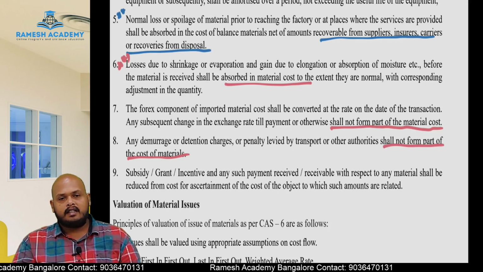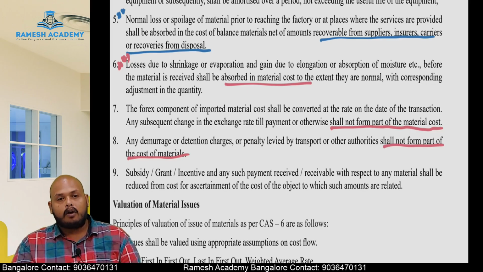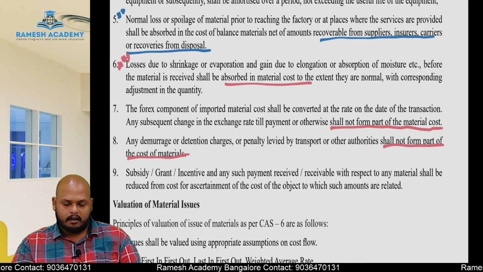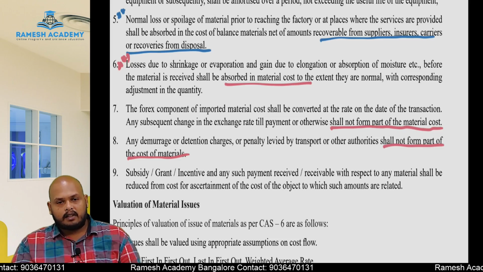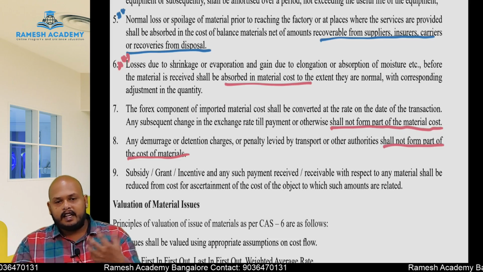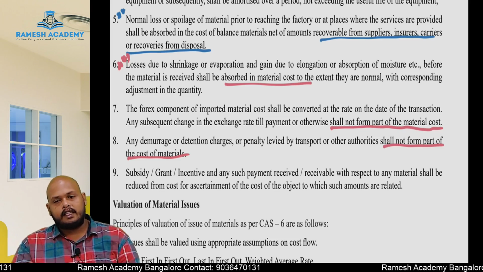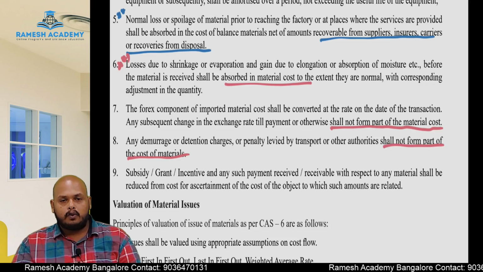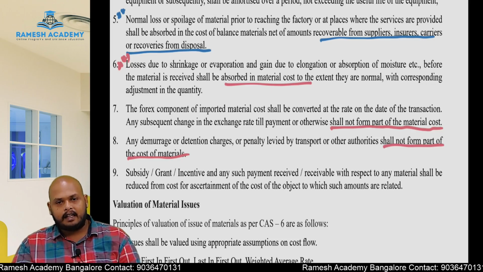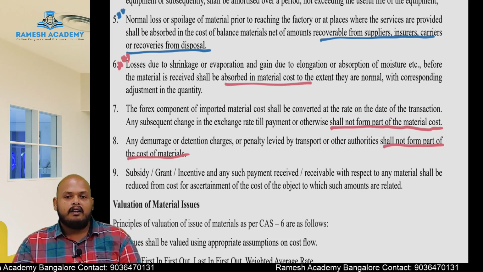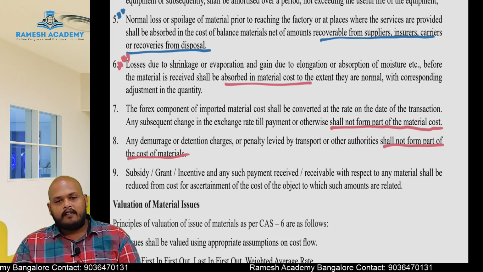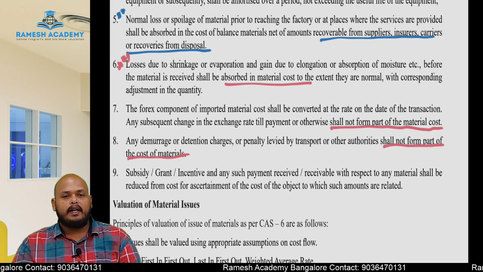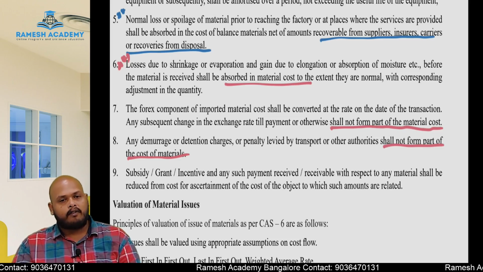Detention charges are charges where, if you are trying to import a raw material without paying any tax to the government, they will detain those goods. Many cases we see are smuggled goods. What do you mean by smuggled goods? They are trying to import goods into the country without paying taxes. In those cases they will detain them and collect the taxes. If we pay any detention charges for raw material, the detention charges also shall not form part of cost.